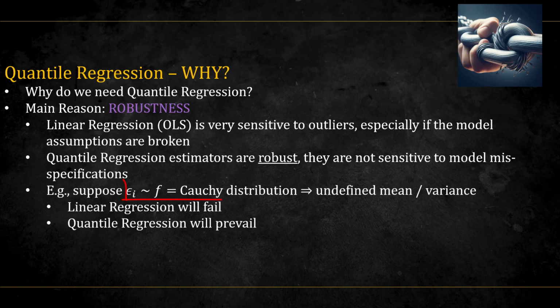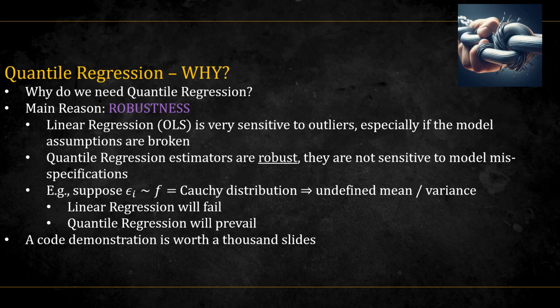For example, suppose our errors come from a Cauchy distribution. This distribution, although symmetric and resembles the normal shape to the naked eye, nonetheless has thicker tails and undefined mean and variance. In this example, linear regression will fail and quantile regression will prevail. But don't just take my word for it. Let's put this to the test, as a code demonstration is worth 1,000 slides.